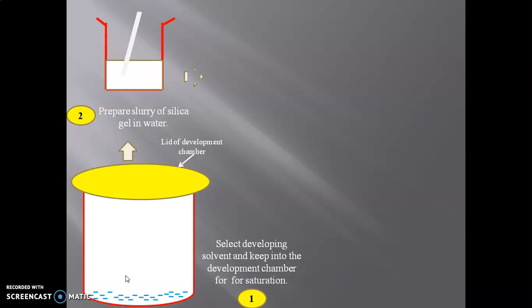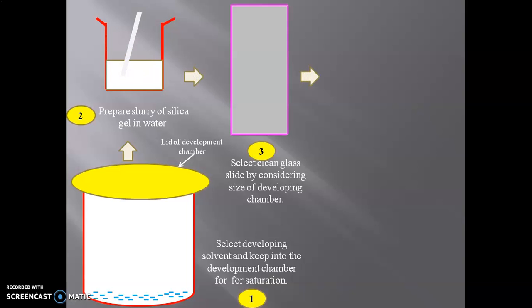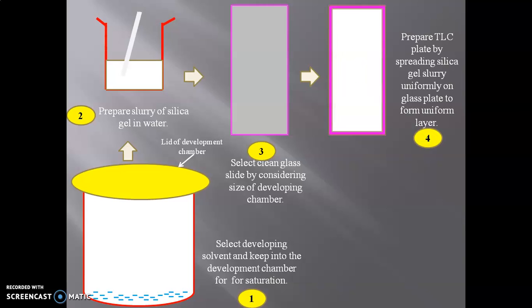Now after the preparation of the slurry, select the glass plate by considering the size of the development chamber, and then prepare a thin layer on the glass plate. That is the preparation of the TLC plate. For the preparation of the TLC plate, there are four methods: one is pouring, second dipping, third spraying, and the fourth spreading. So by using one of the techniques, prepare a thin layer on the glass plate.